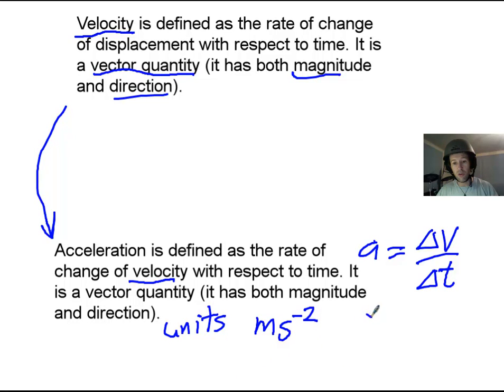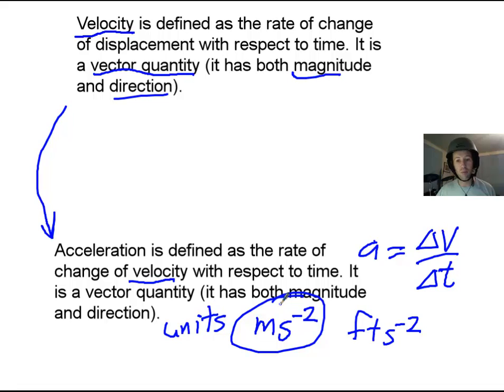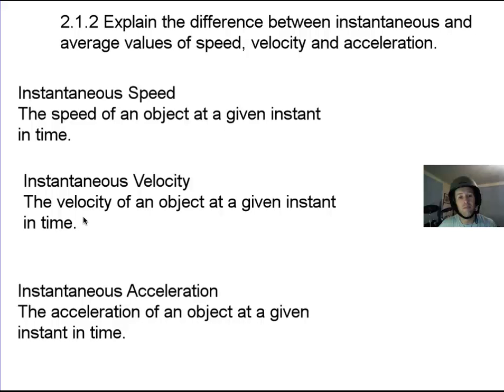I guess you could use something, if you were an old school American physicist, like feet per second squared, which can be said as feet per second, or meters per second, although clearly the metric would be much preferred. To get a little bit more detail oriented, let's look at an instantaneous versus an average value.